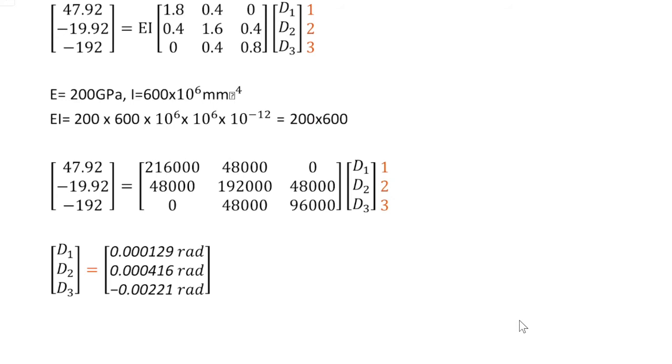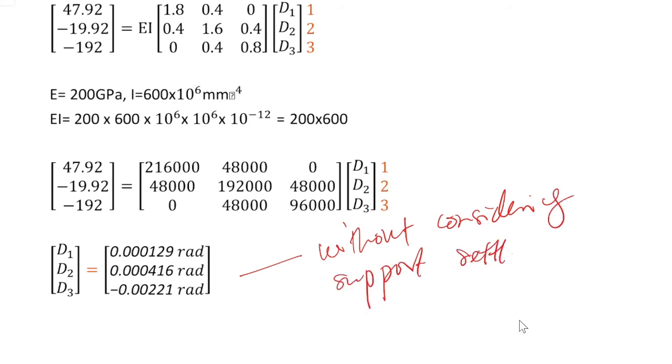This is without considering support settlement. Now, when we need to consider support settlement, what do we need to do? Of course, by considering the support settlement, we will get different unknown displacement. Support settlement will give different displacement, different reaction. So how to do so? Okay, let's look at what happens next.